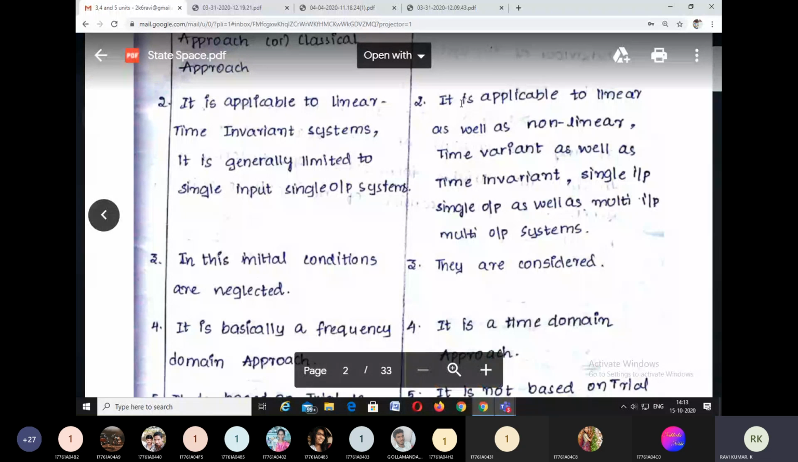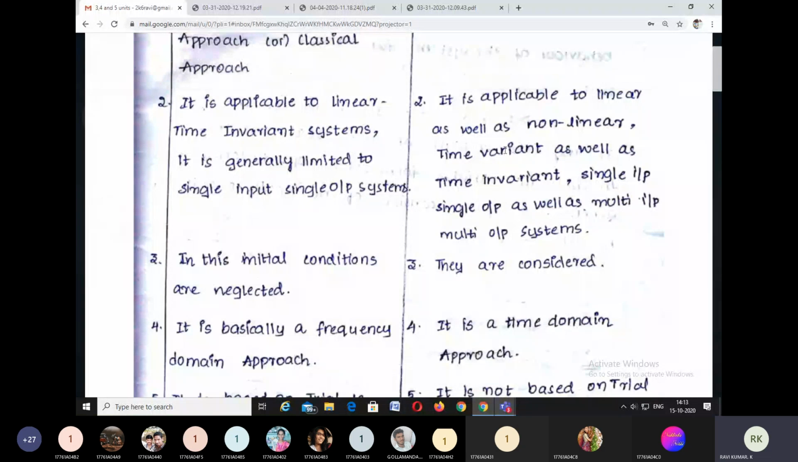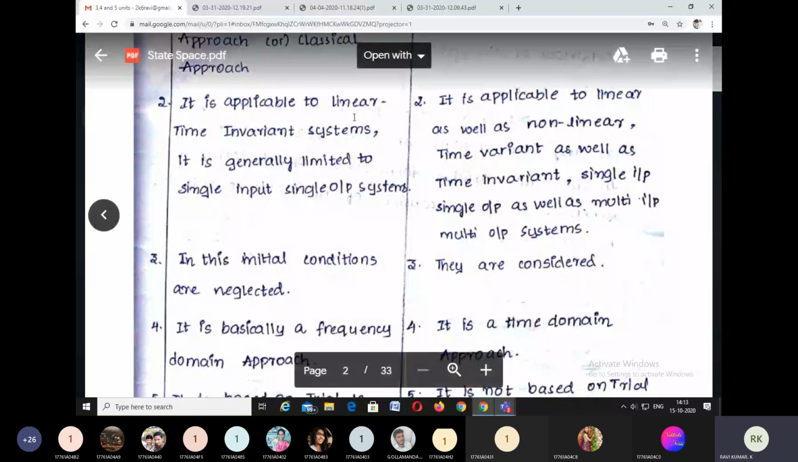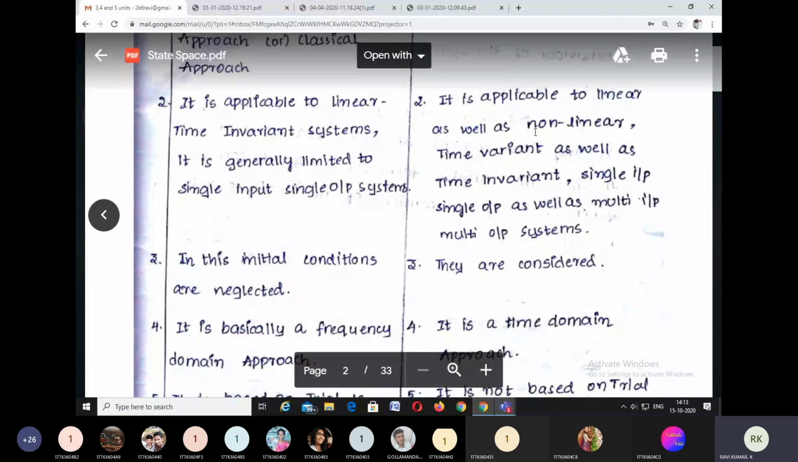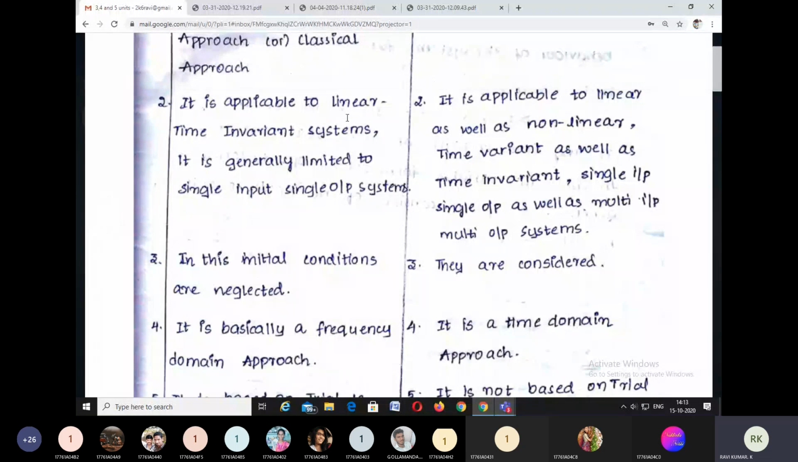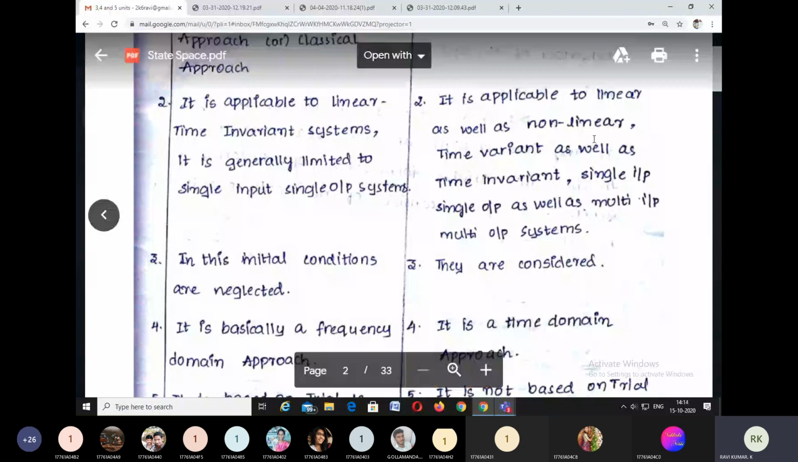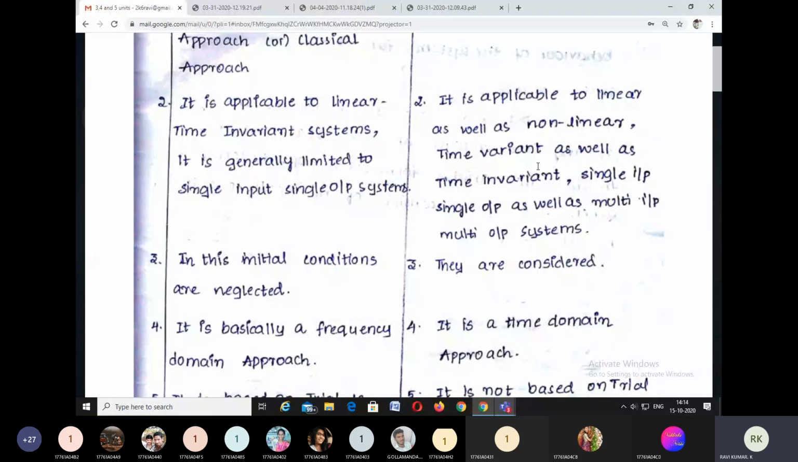Whereas if I want to study a nonlinear system or a time variant system, the basic transfer function approach is not sufficient to analyze the system. For that we use state space analysis. The transfer function approach is used for linear time invariant systems, but for nonlinear and time variant systems, we use state space analysis to understand the system behavior.